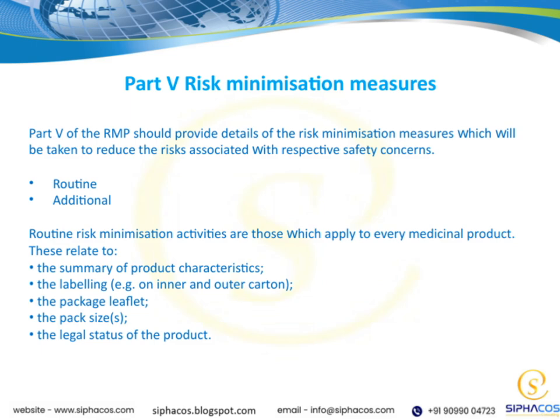They include the summary of product characteristics, which provides healthcare professionals with detailed information about how to use the product safely. Then, there's the labeling, which can be on both the inner and outer cartons to clearly communicate important safety information at the point of purchase. The package leaflet is another key element. It's designed to inform patients about the safe use of the medication, including potential risks and necessary precautions. Additionally, the pack size and the legal status of the product are considered routine measures. These help control how the product is distributed and used, further minimizing risks.